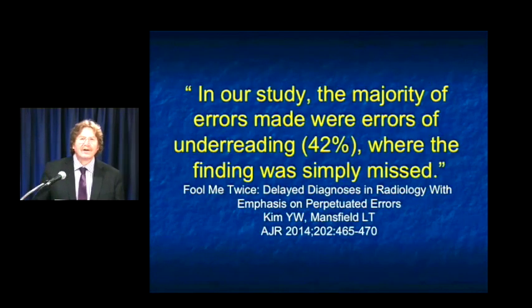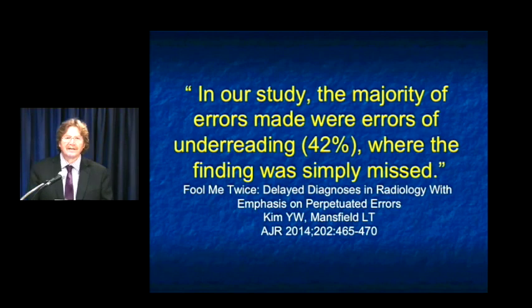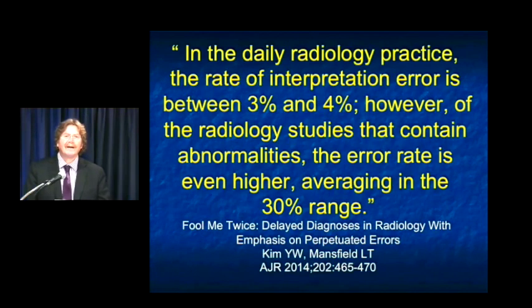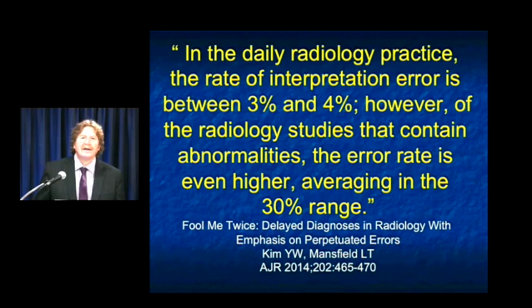Now, another article came out more recently. The majority of errors made on CT were errors of underreading where the finding was simply missed. And this has been true with mammography, this has been true with MR, this has been true with angiography. And it's somewhat impressive. This article goes on to talk about the interpretation error rate in practice is between 3 and 4%, which seems awfully high. However, of studies that contain abnormalities, the error rate could be higher, in the 30% range.